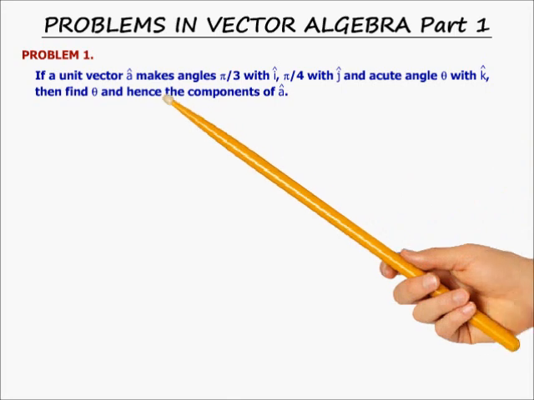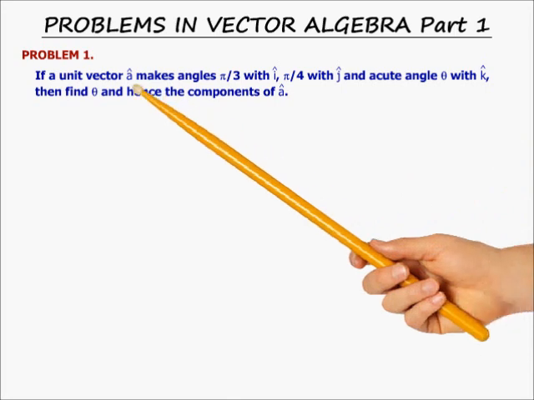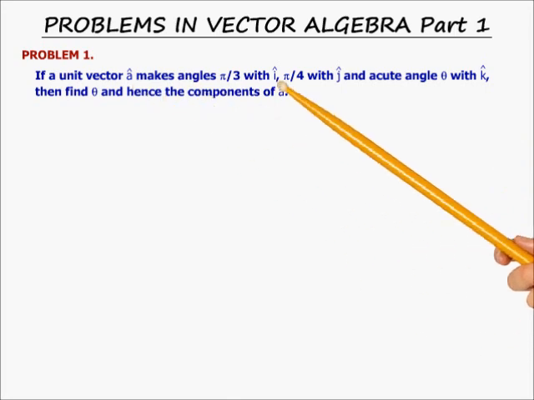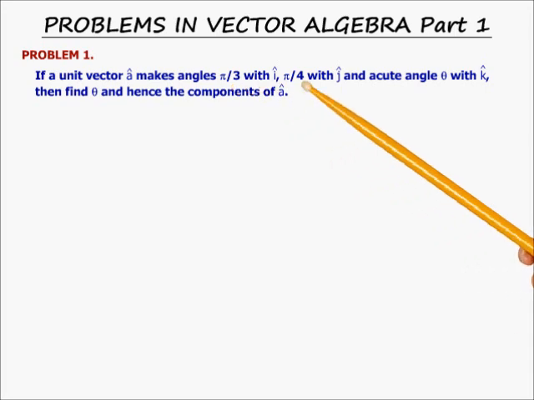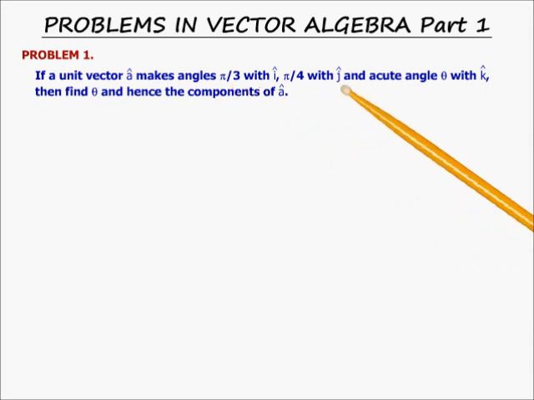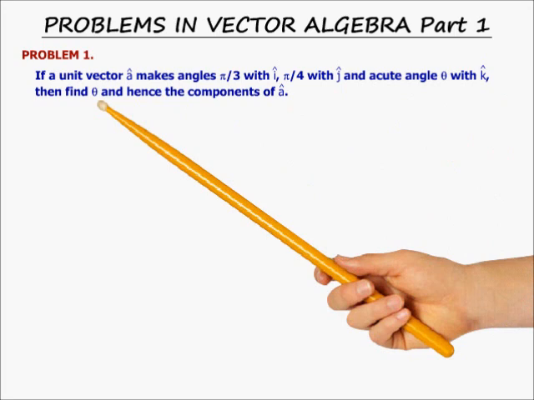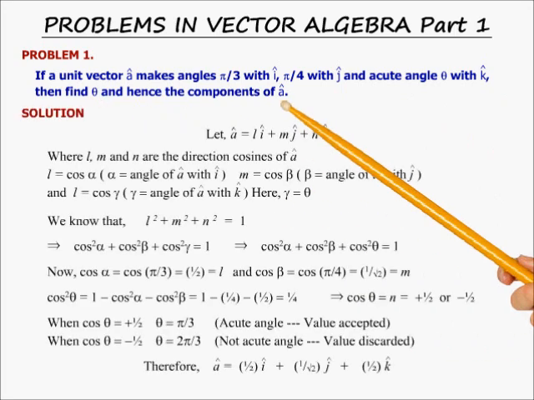If a unit vector A makes an angle with i cap, which is the unit vector along the x-axis, equal to pi by 3, makes an angle pi by 4 with j cap, which is the unit vector along the y-axis, and makes an acute angle theta with k cap, the unit vector along the z-axis, we have to find theta and the components of unit vector A.